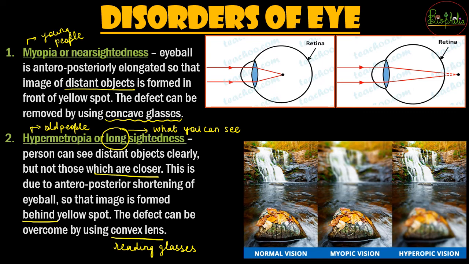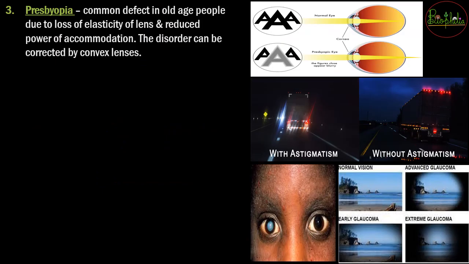So here you can see how the person who has normal vision sees both the far and the nearby objects. जबकि myopic vision में background blur हो जाएगा, background में यानी दूर की चीजें नहीं देख पाएगा, जबकि hypermetropia में the person cannot focus on the nearby objects. The third kind of disorder of the eye is going to be presbyopia.